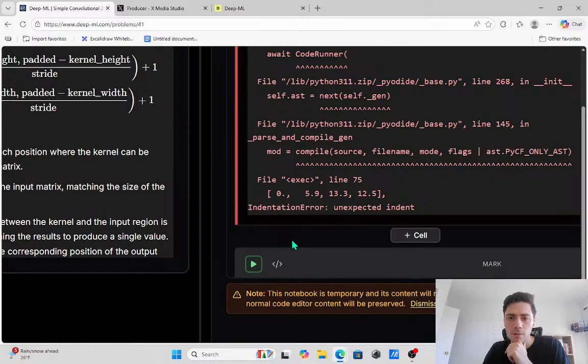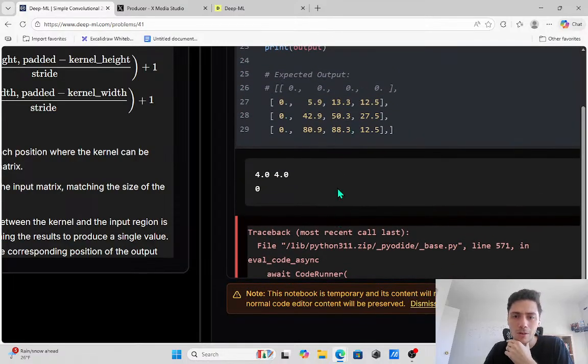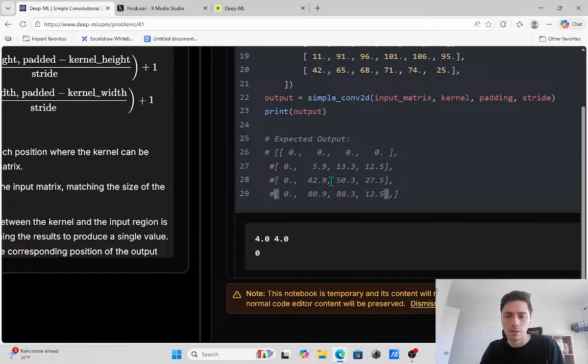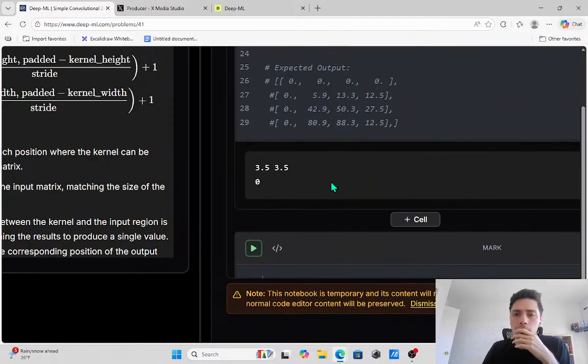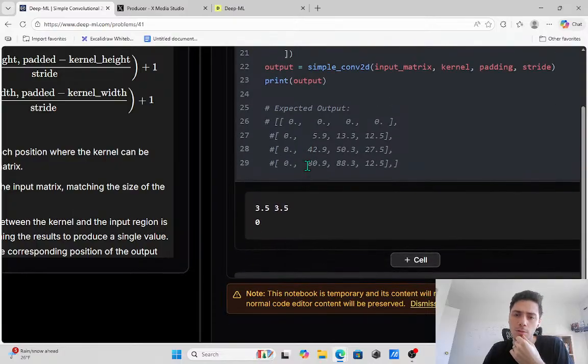Unexpected indent. Yeah, I need to fix this, an issue with the notebook mode currently. The indentations seem to be wrong, a little bit messed up. Also this should be commented. Okay, so we know we were doing something wrong with our shaping, because it should be 4x4.